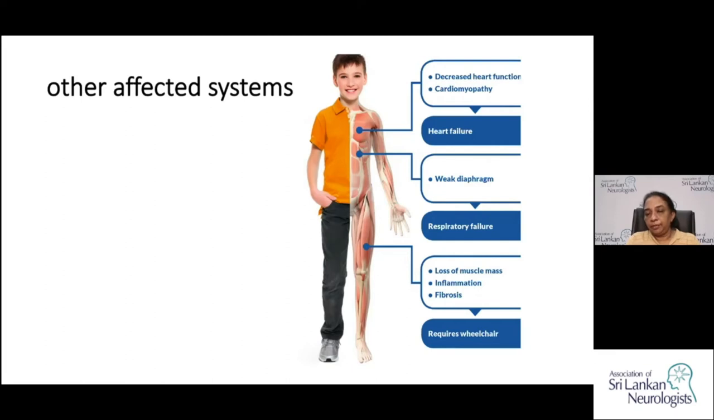And also if you look at the musculoskeletal system, there may be loss of muscle mass, and then there may be fibrosis, and ultimately they may need a wheelchair to get around.